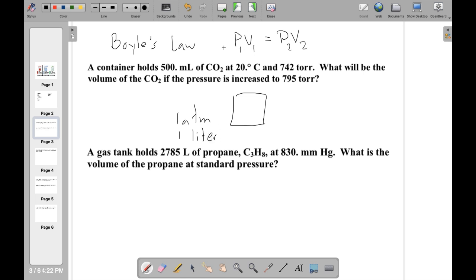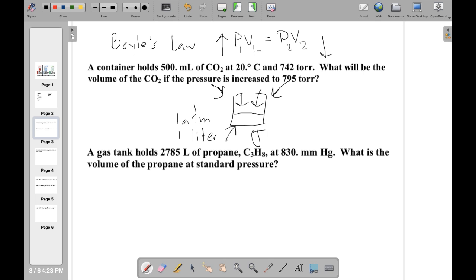If I increase the pressure, I'm putting pressure on this, the volume will decrease. Think about it. If I'm increasing the pressure, the gas in here is compressible. It'll get squished down. I'm squishing down on the gas.